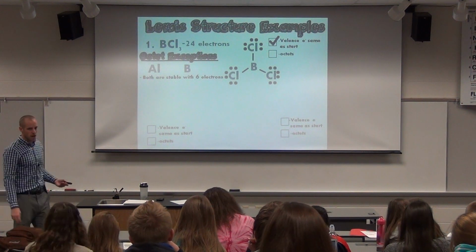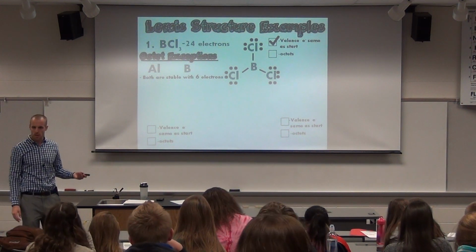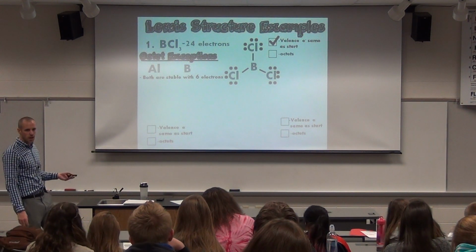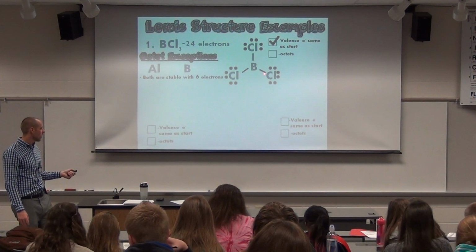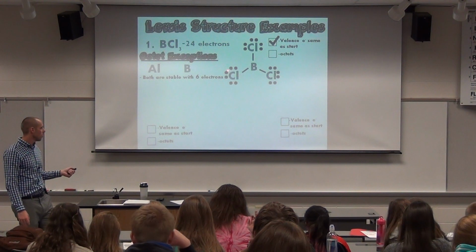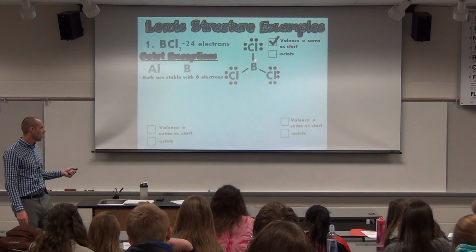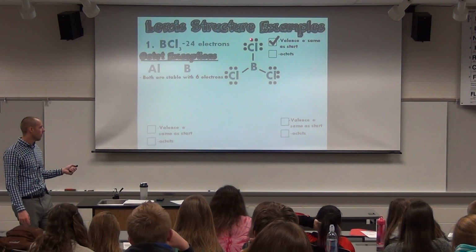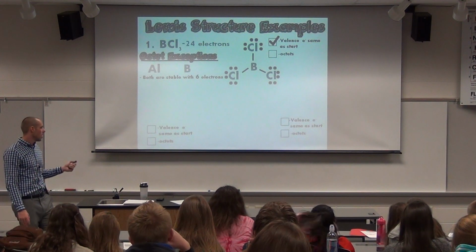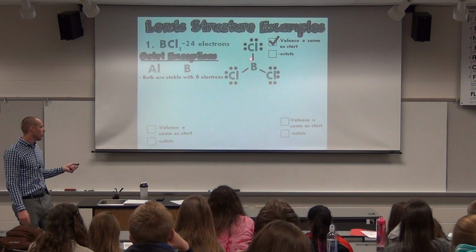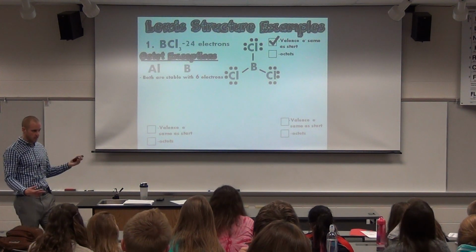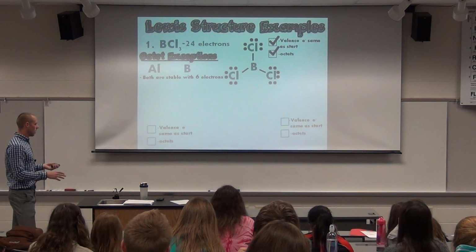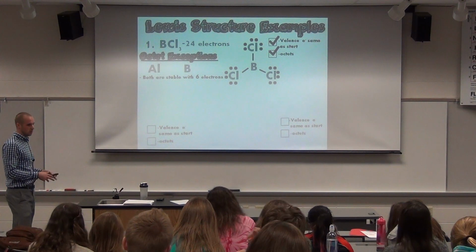I shouldn't have to check my octets again since I just filled them, right? I probably should have done that right the first time. But if we look, I have 8 around this chlorine, 8 around that chlorine, 8 around this chlorine. Around boron, I have 1, 2, 3, 4, 5, 6. So is boron good? Yes, because it's an exception. So it's full. So I'm good to go.